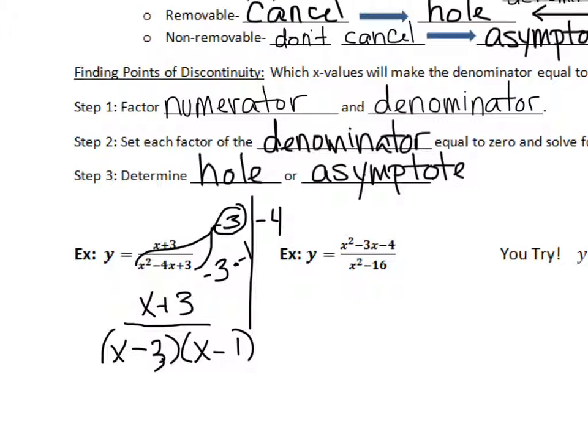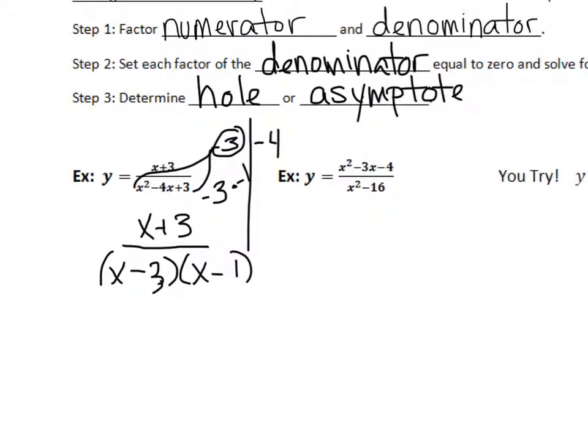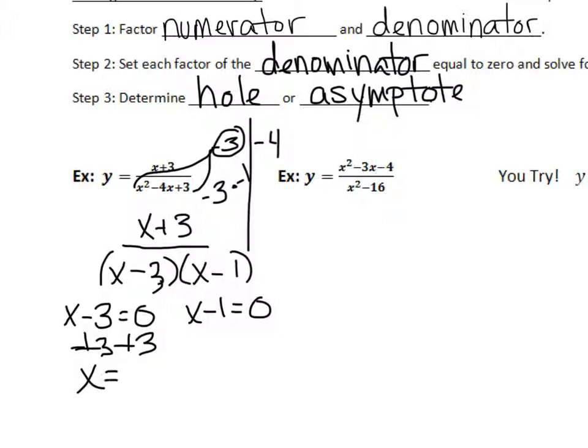So that's step 1, we factored. Now we take the denominator, and we've got two parentheses in the denominator, and we're going to set them both equal to 0. So x minus 3 equals 0, and x minus 1 equals 0. And now we solve for x. Hopefully you're recognizing all this that we've done before. So we would add 3. So x equals 3, or maybe you caught on to that right at the beginning. That's fine too. And then x minus 1, we would add 1. So x would equal 1.